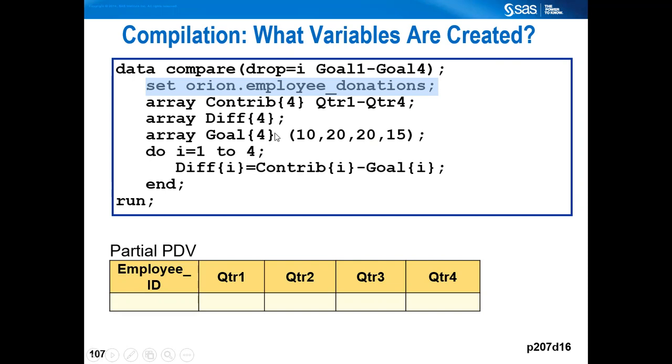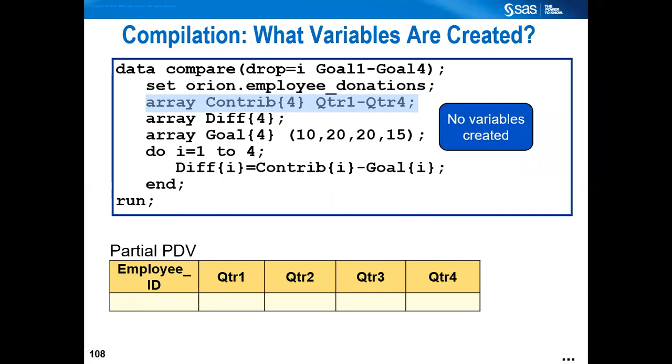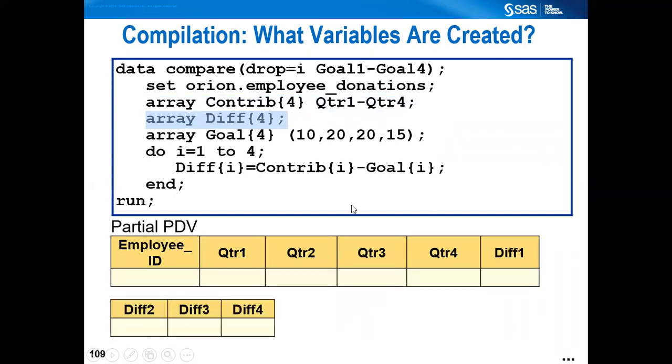So look at how the compilation works. Now we know this is the input data set. From the existing data set, it will create all the variables in the PDB for processing. When the next array is read, we know it's creating an array for existing elements, and array is a compile time statement. Because it's on existing elements, no new columns are added. The next array is array diff without further instructions, so it will create 4 different columns in your PDB.